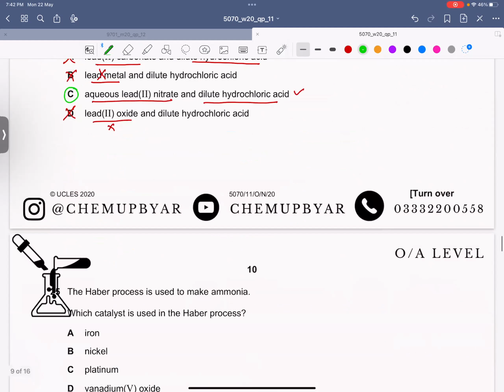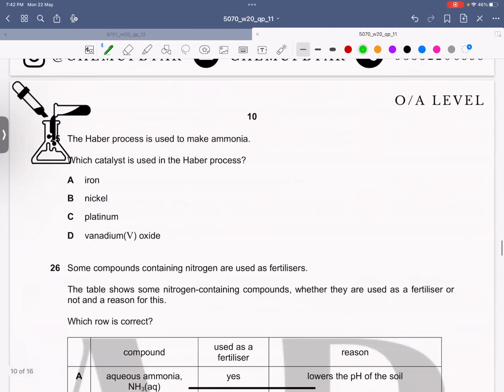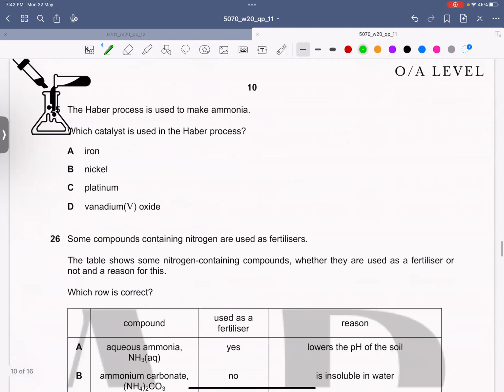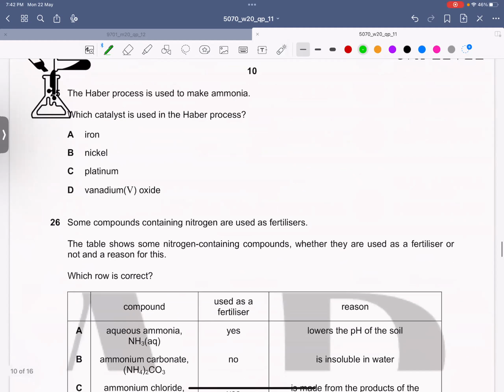Okay, now question number 25. The Haber process is used to make ammonia. If you recall the process, in this process, 1 mole of nitrogen gas reacts with 3 moles of hydrogen gas reversibly to form 2 moles of ammonia, and this is an equilibrium reaction. Which catalyst is used in this Haber process? The catalyst used in the Haber process is iron. You must remember this thing.